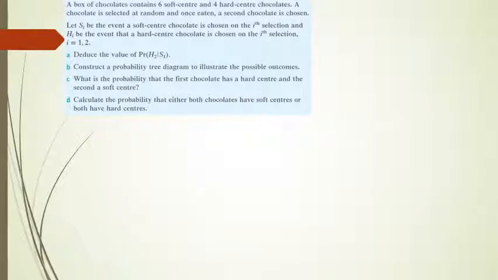Alright, so this one talks about different chocolate centers. So you have 6 soft and 4 hard. Now, there's also this ith selection thing. What this tells you is what number they are selected at.